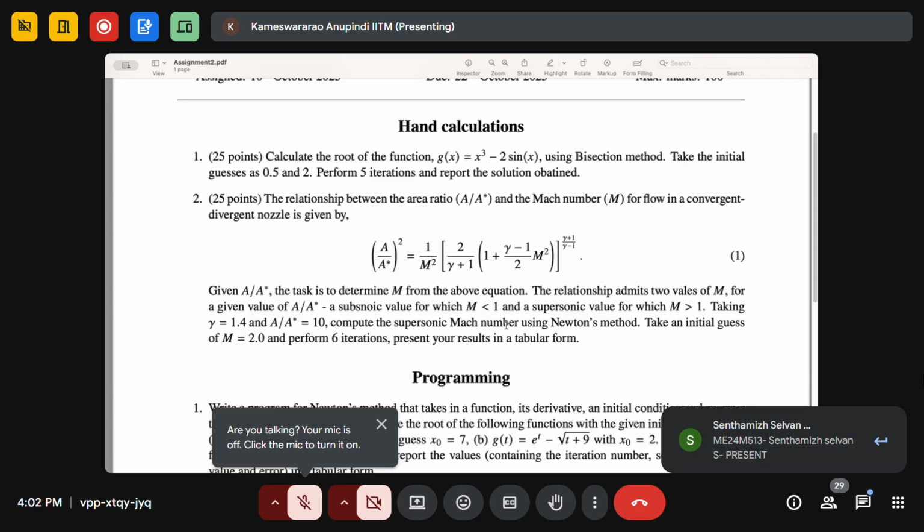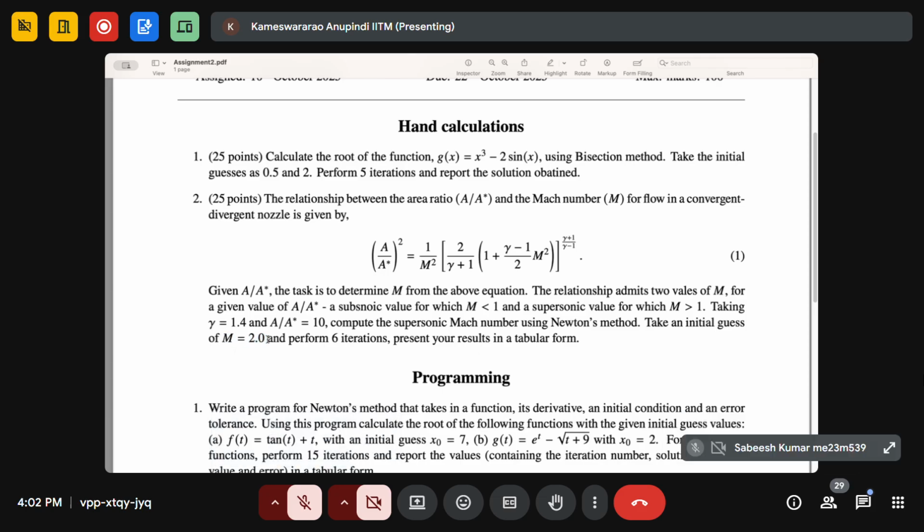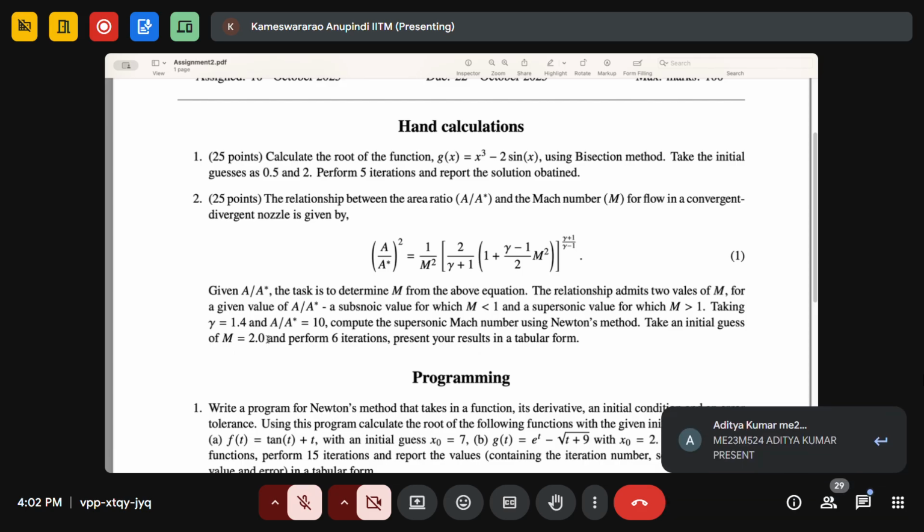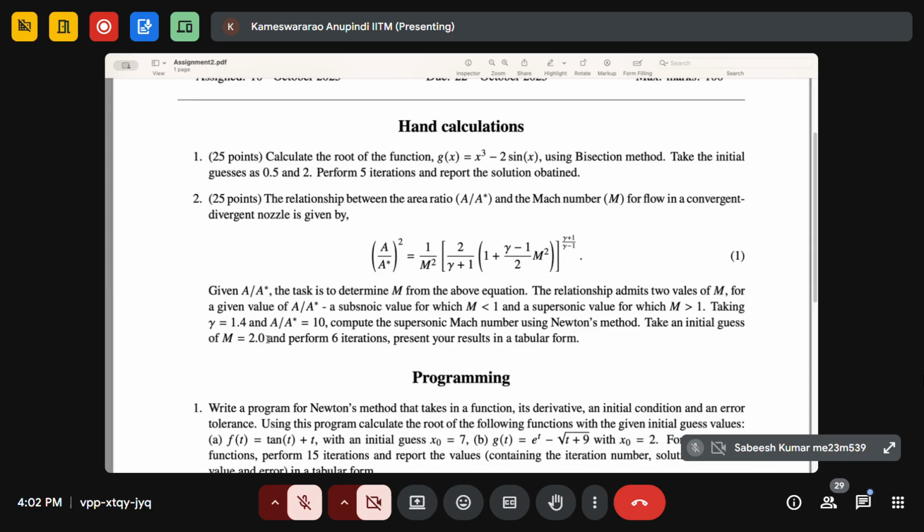You would use that and then calculate the Mach number value. The initial guess value is given: you can take M equals 2.0. Because we want to calculate the supersonic Mach number, the initial guess is given as more than 1. But if you want to calculate the subsonic one, we would take the initial guess to be preferably less than 1, so that we converge to a subsonic Mach number. You're asked to perform 6 iterations and present your results in tabular form.